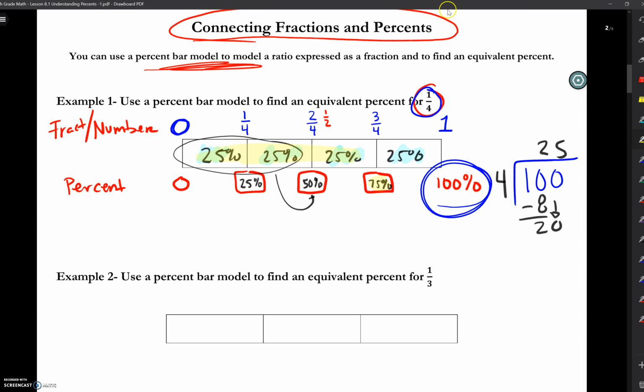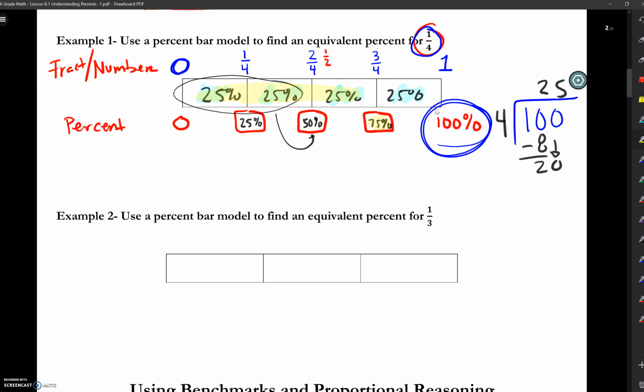Now let's look at 1/3. We're going to do the same thing. So for 1/3, I'm going to have my numbers on top, my 0 all the way to my whole number 1. And I'm going to have my percent on the bottom, all the way to 100%. I want you guys to notice really quick that 1 and 100% are the same thing. 1 and 100% are the same value.